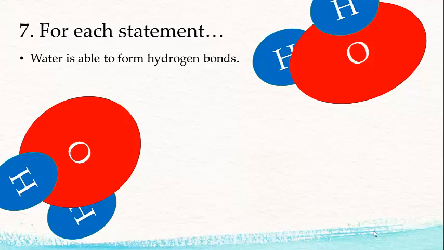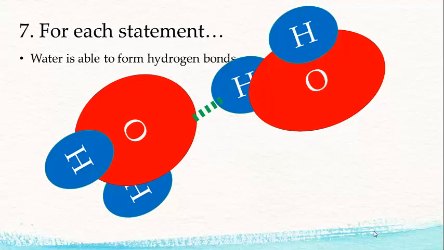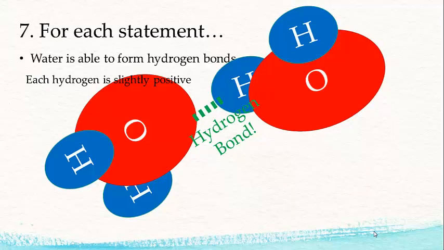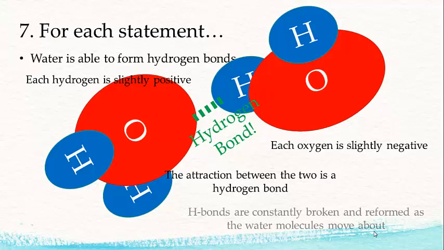Next question is about how water is able to form hydrogen bonds. So here I have 2 water molecules, and when they get close to each other, they form an attraction, and that attraction is the hydrogen bond. Each hydrogen is slightly positive, while each oxygen is slightly negative. The attraction between the two is a hydrogen bond. They're oppositely charged and opposites attract.